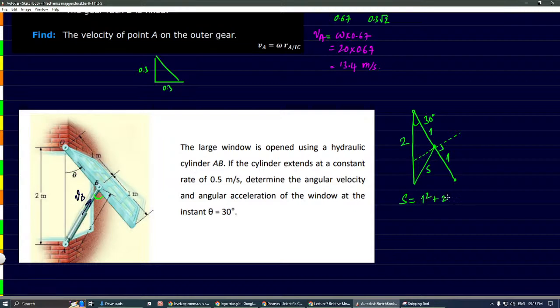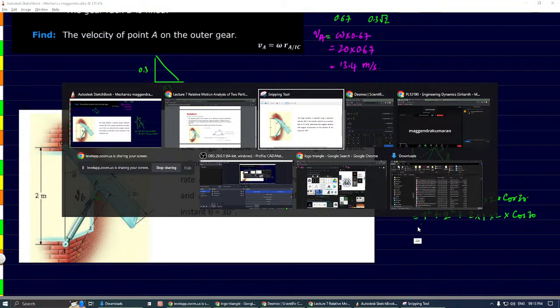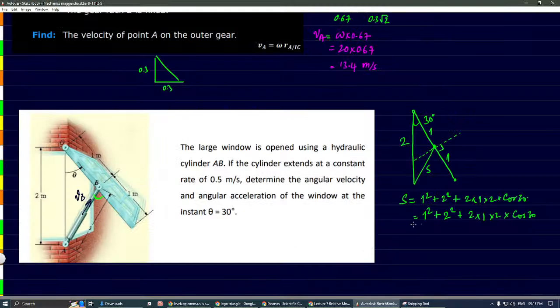1 square plus 2 square plus 2 times 1 into 2 into cos of theta, 30 degrees. One length is 1 meter. For the second one, length is 2 meters. Exactly same. So 2 into 1 into 2 into cos 30. Okay. This should be under root, no?